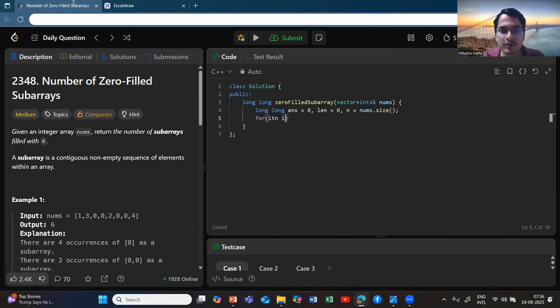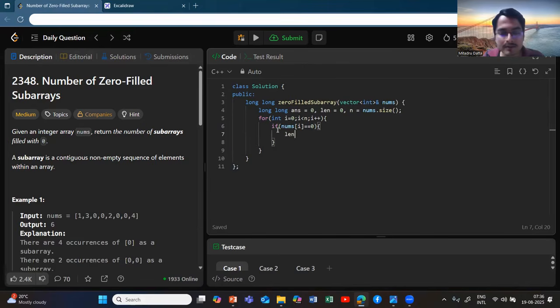So what you should do here is go from 1 to n. Okay, and what you should do is, if the current element is 0, so if nums of i is equal to 0, then you do length plus plus. Okay, so you increment the length.